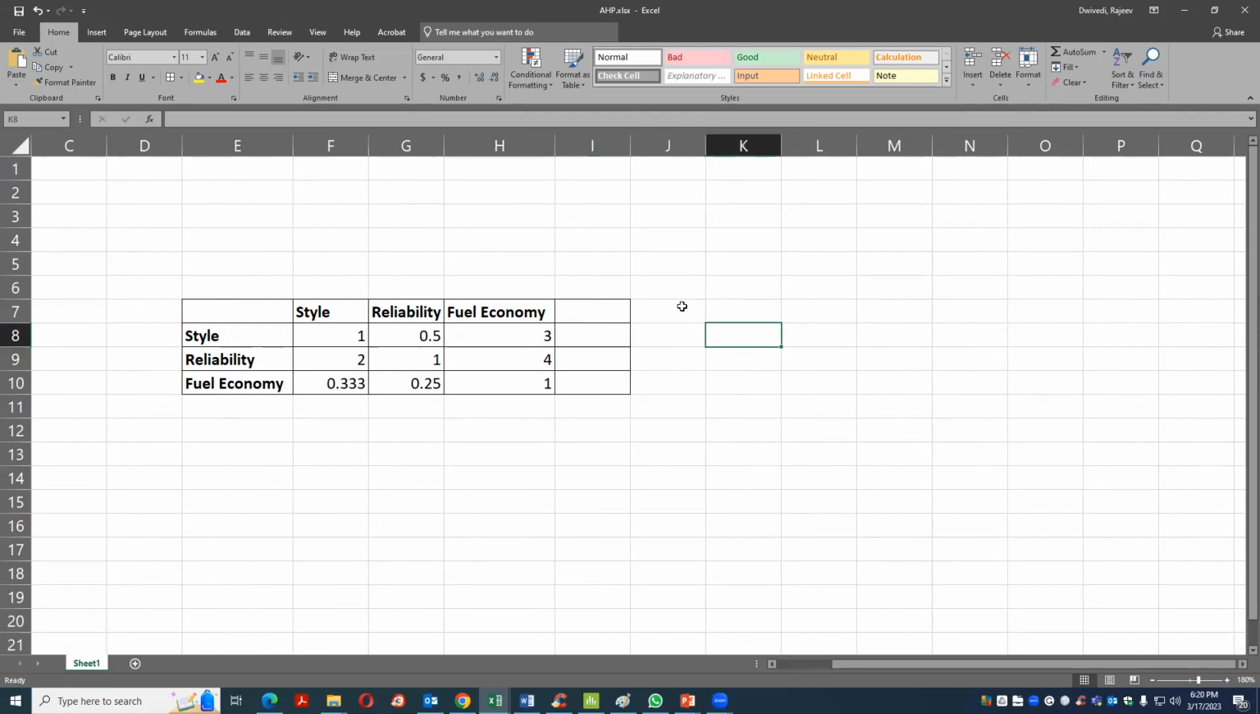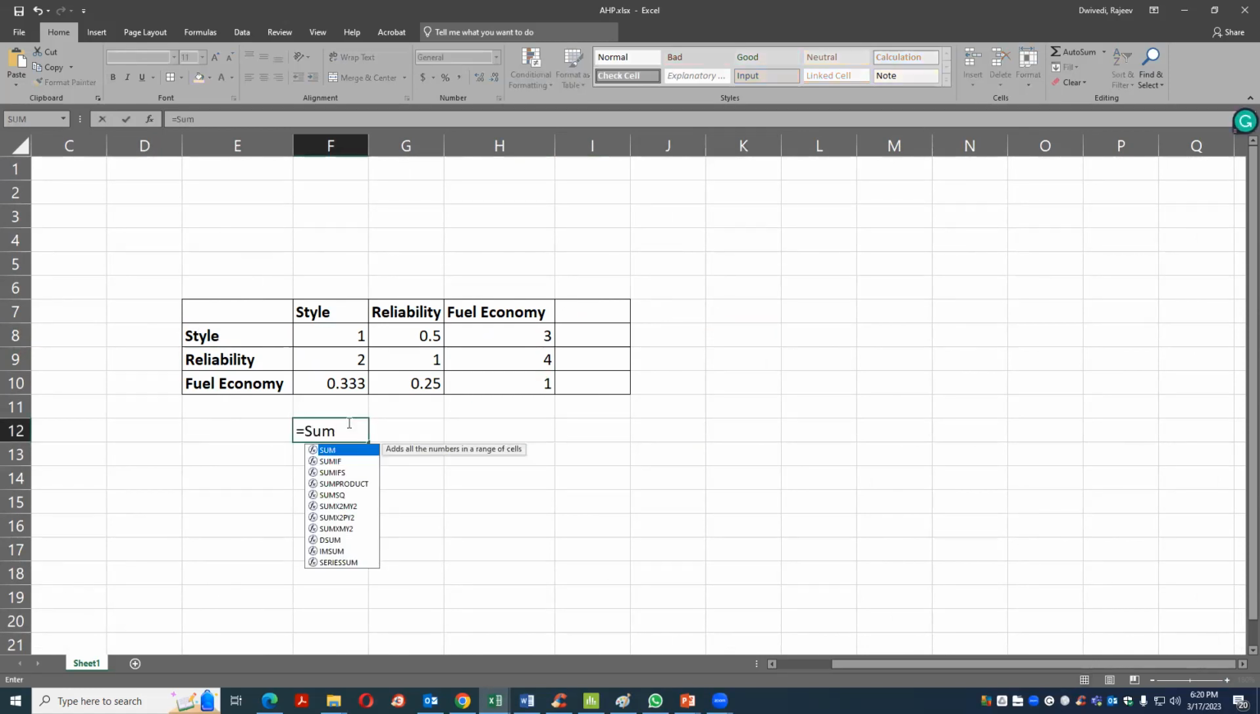And now what we are going to do, we are going to normalize. The next step is to normalize the matrix. How do we do the normalization? We take the sum of each column, sorry.